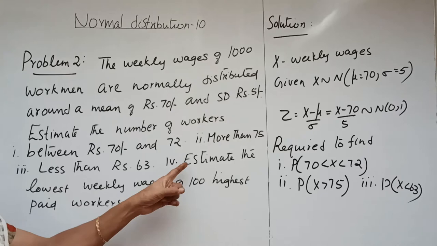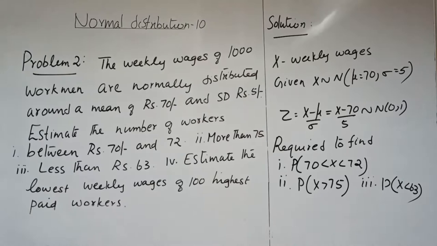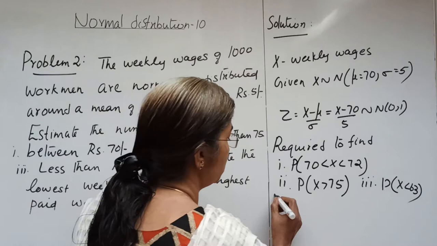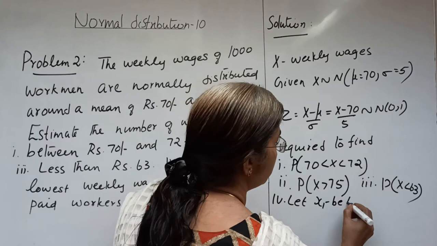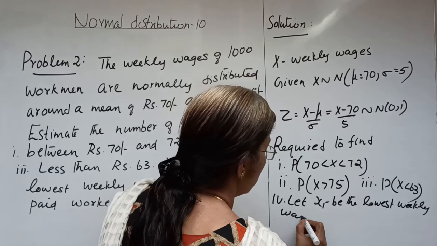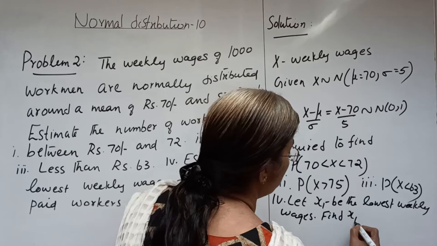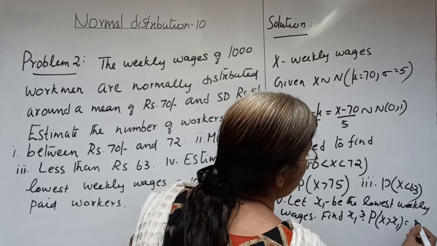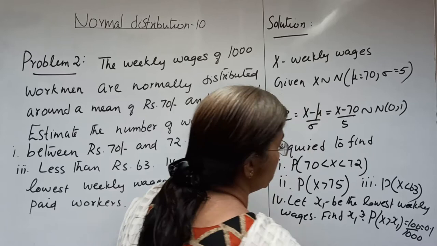And the last question is, estimate the lowest weekly wages of 100 highest paid workers. So there are 100 highest paid workers and we want the minimum of their weekly wages. Let x1 be the lowest weekly wages. So find x1 such that probability x greater than x1 equal to 100 by 1000 equal to 0.01. This is the last part.